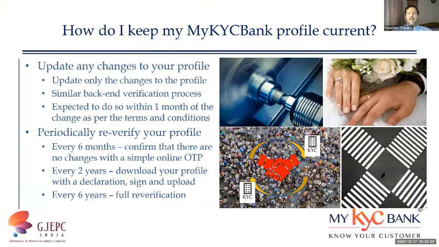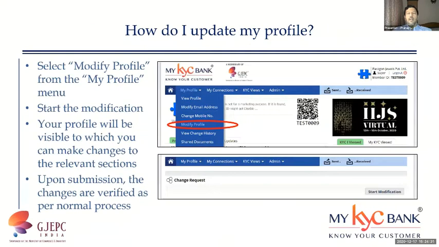Every 2 years, you are expected to download your profile. It would be very similar to the standard 2-pager which you share with your counterparties. So you will download that, sign and stamp it and upload it to confirm that there has been no change to your profile. And probably once in 6 years, we will do a full re-verification again of your entire profile.